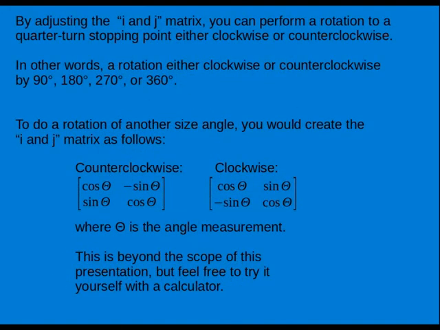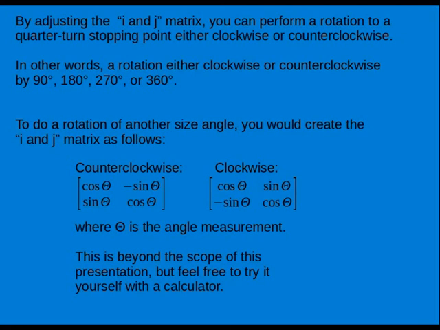By adjusting the I and j matrix, you can perform a rotation to a quarter turn stopping point, either clockwise or counterclockwise. In other words, the rotation by 90 degrees, 180 degrees, 270, or 360 degrees. All of these are multiples of 90. 360 would basically put you back where you started from, so that's the story of that.